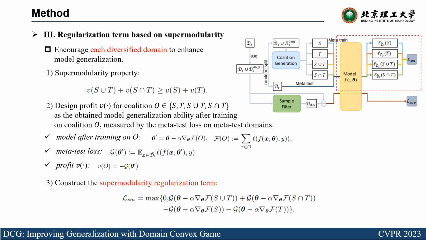Based on the supermodularity property of a convex game, we design the profit V for each coalition as the obtained model generalization ability after training on this coalition, which is measured by the meta-test loss on meta-test domains. Then, we can obtain the supermodularity regularization term as follows, by optimizing which we can encourage each diversified domain to enhance model generalization.